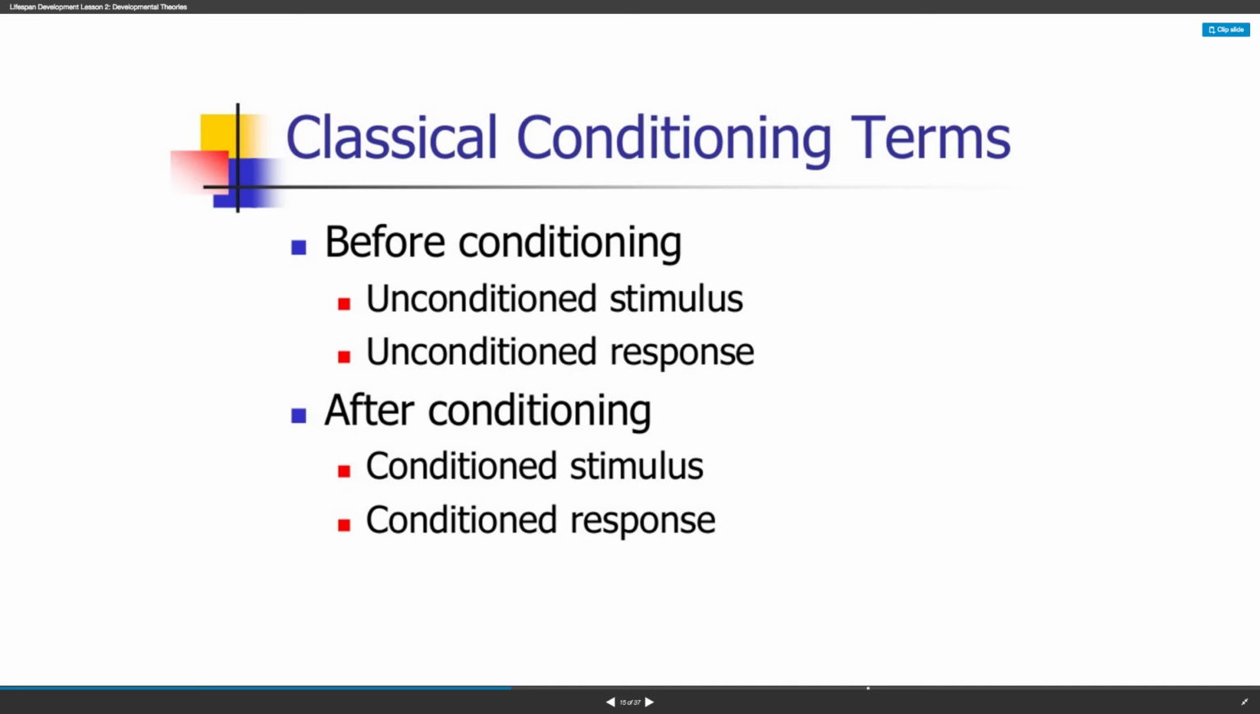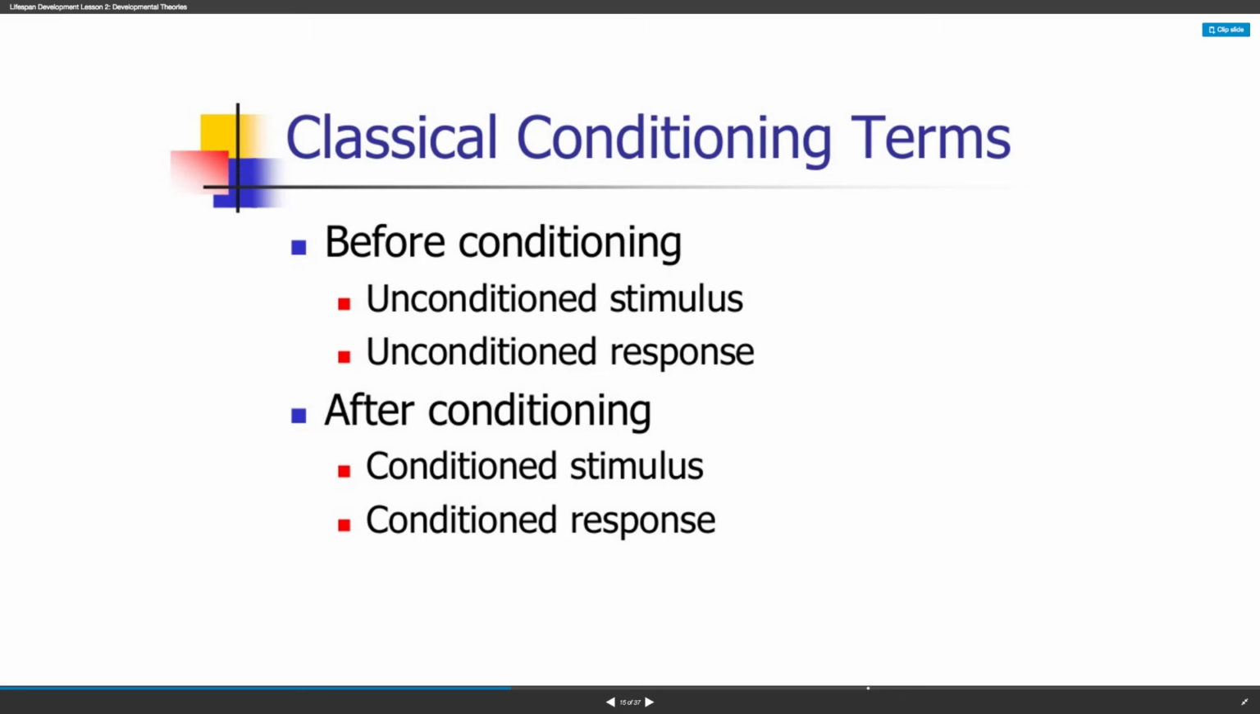Let's review some terms by applying these to the experiment just described. Before conditioning has occurred, we see that dogs naturally produce saliva when food is introduced. The unconditional stimulus is the food, and the unconditional response is salivation. After the bell has become associated with food, the dog begins to salivate when hearing the bell. The conditioned or learned stimulus is now the sound of the bell, and the conditioned or learned response is to salivate to the sound of the bell.